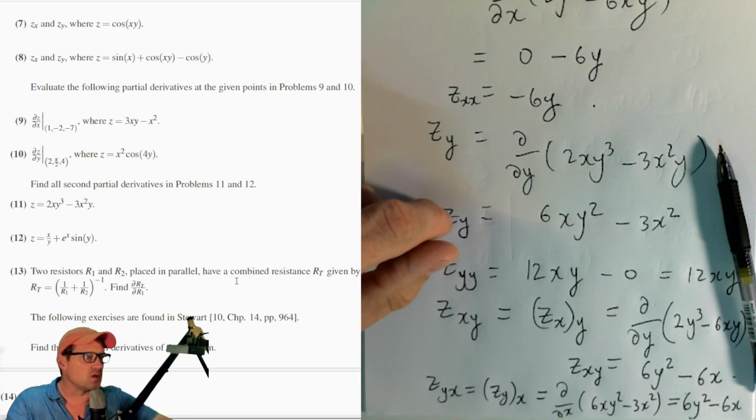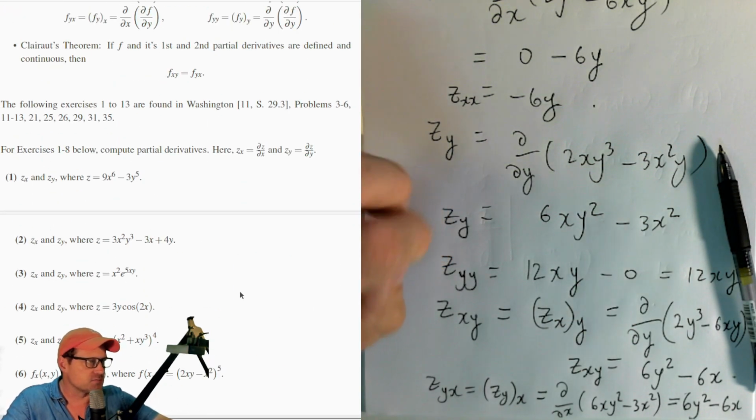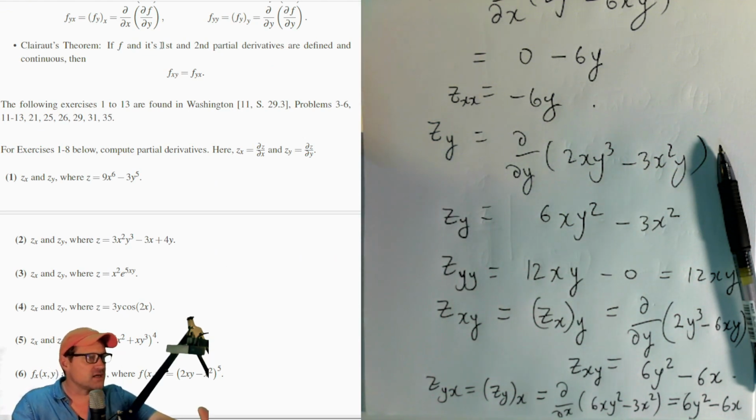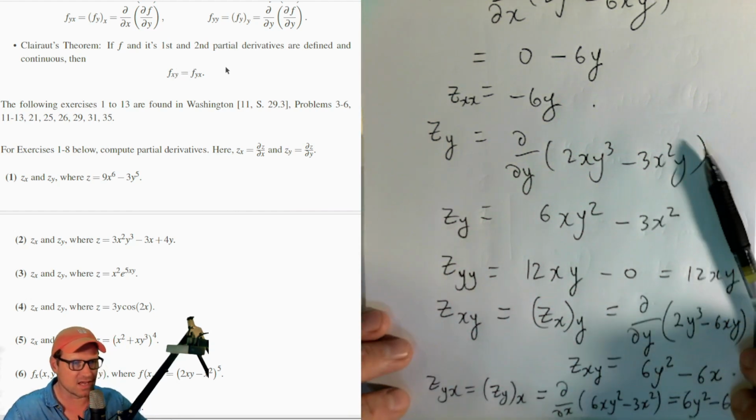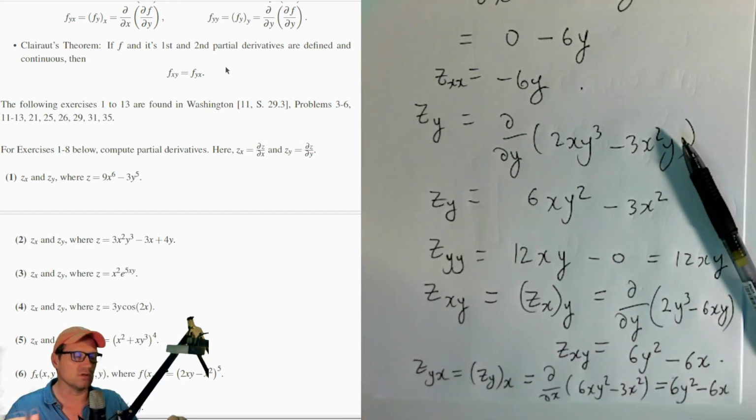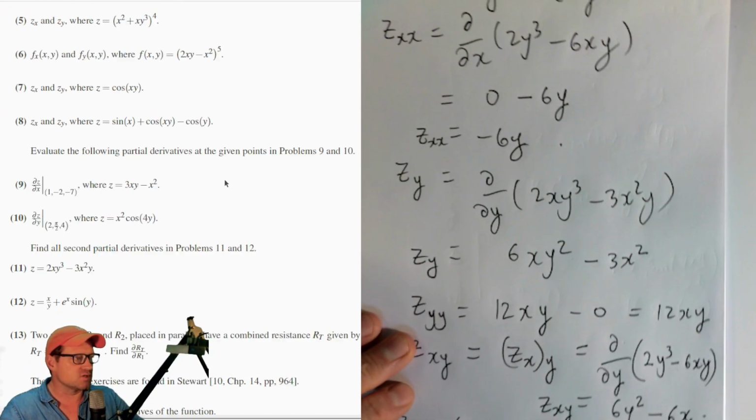All right, so let's scroll up to where I have just Clairaut's theorem stated, which says if f and its first and second partial derivatives are defined and continuous, then fxy is equal to fyx. Okay, so in this case, that's true. These are equal.